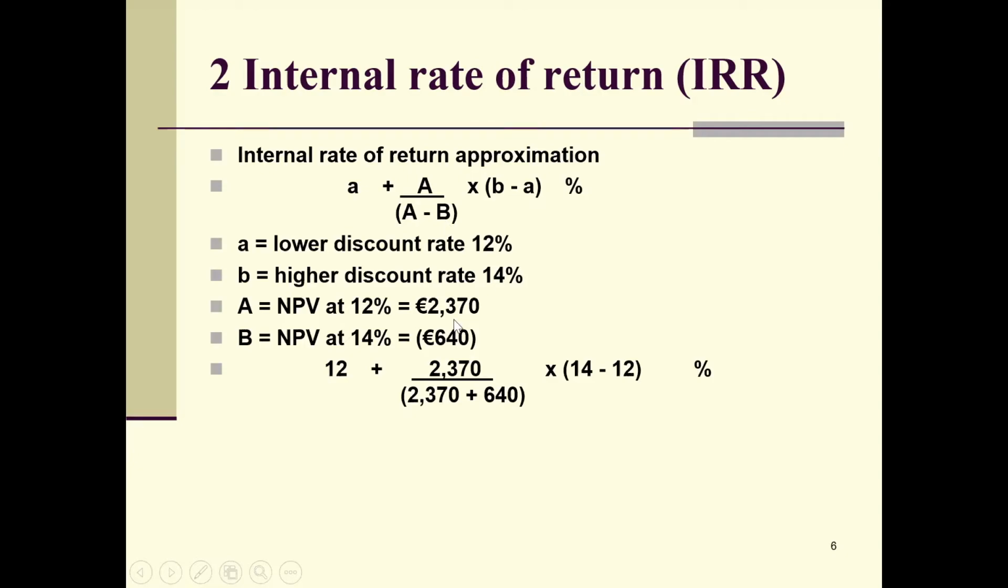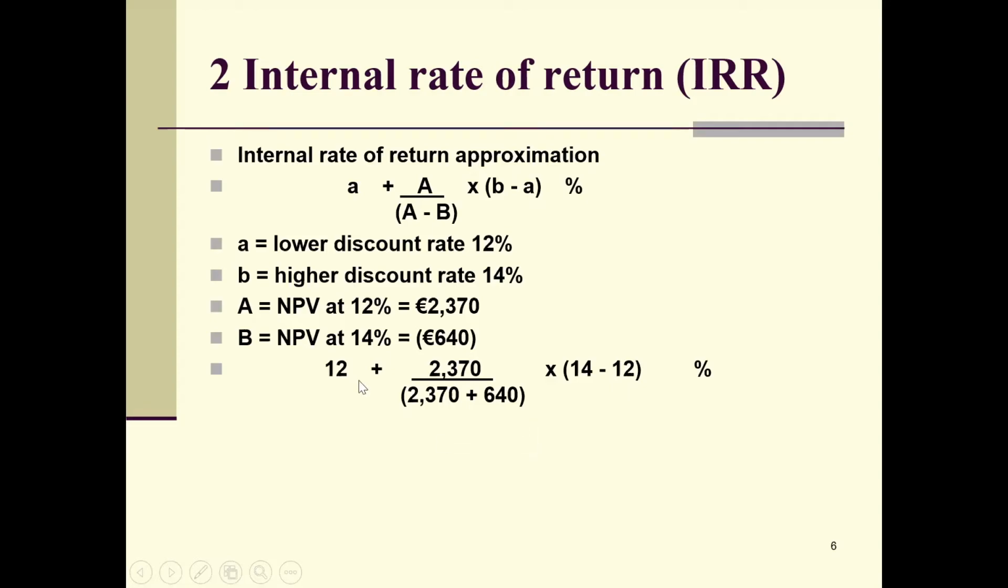So how do you do the calculation? Well, again, this is not a big deal for most of you, but be careful. I tend to break it into units. We've got a 12 on the left plus something multiplied by something. Do what's inside the brackets. 14 minus 12 is 2.